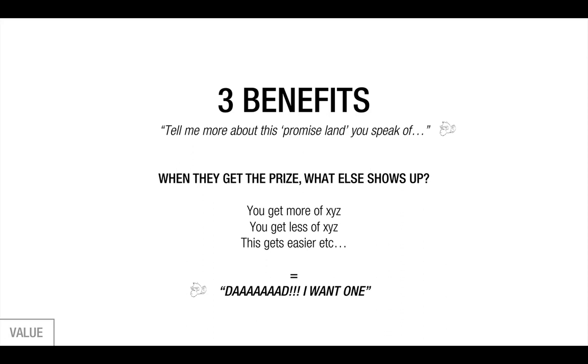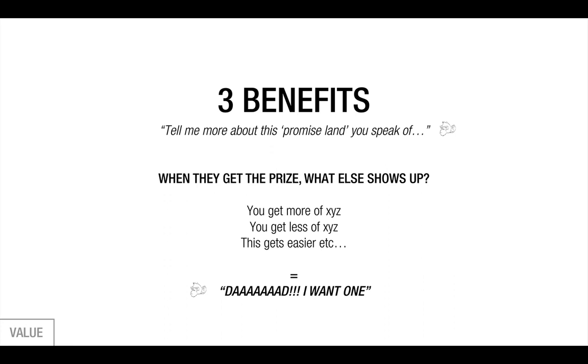Then you want to explore the surrounding area around the promised land. "Tell me about this promised land you speak of," says the monkey. So when they get the prize, when they become the key person of influence, or when they've got the automated sales and marketing machine, what else shows up? You get more of XYZ, you get less of ABC, this gets easier, that gets cheaper, whatever it is from your side of things. So for KPI, it'd be highly valued, highly paid, doing what you love. Those are the 3 benefits, and we can continue to unpack those even more if we want to.